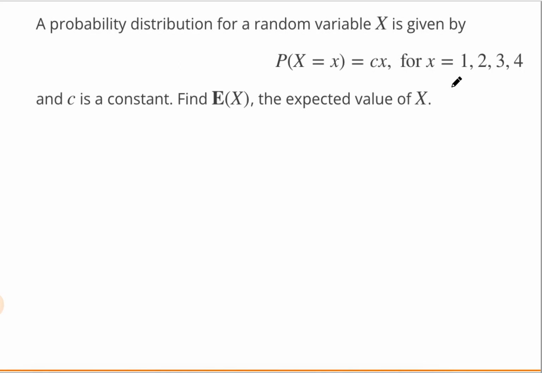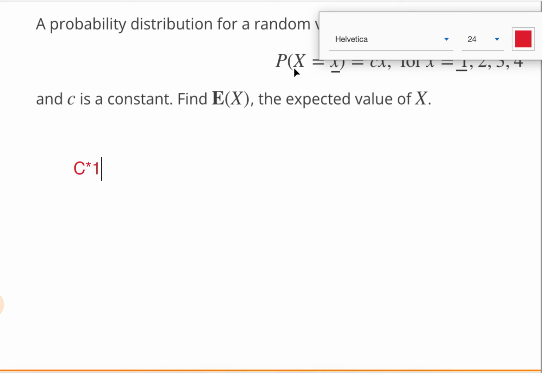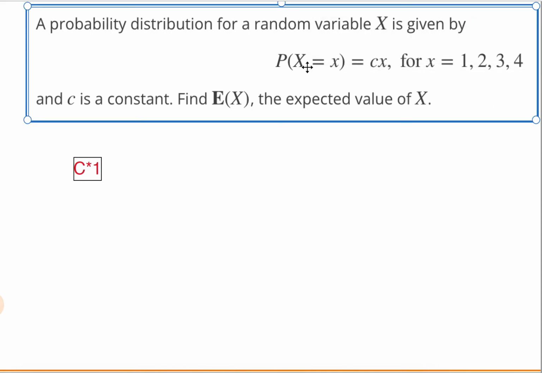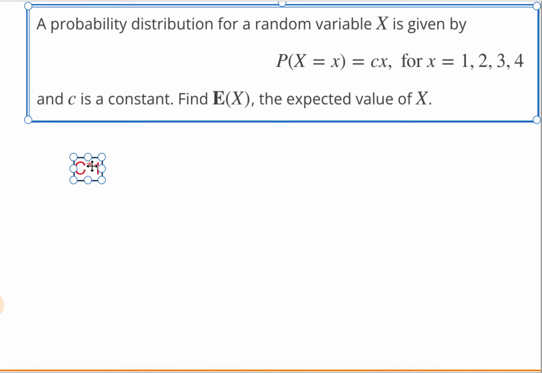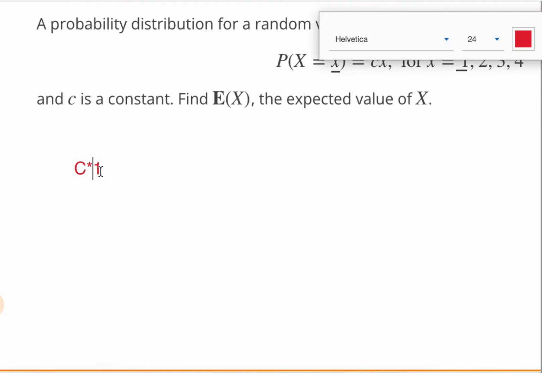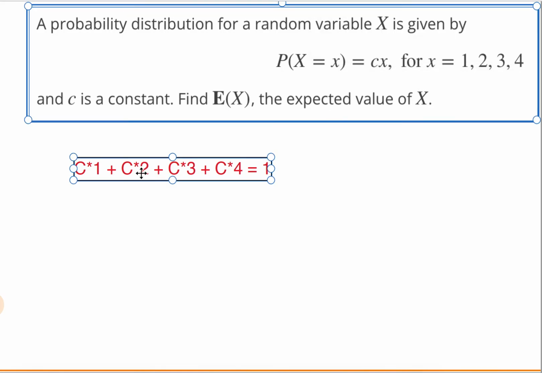So the probability that capital X equals 1 is going to be C times 1. So we're going to do C, here I'm going to type it out. C times 1. And so the probability that x equals 2 is going to be C times 2. If I add all these options together, there we go. C times 2 plus C times 3 plus C times 4.